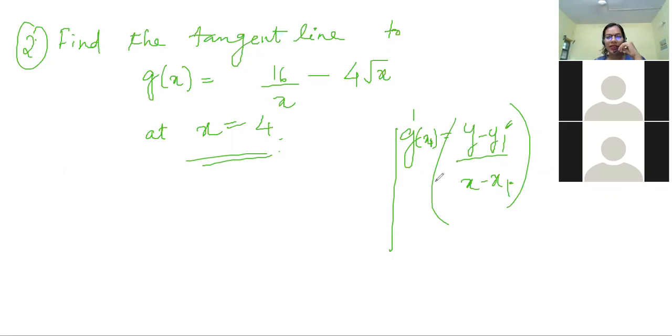Now try to solve it. So what is the first step you're going to do? What is the first step you're going to do? You're going to find the g dash of x. It means derivative of g. So what you will get over here?